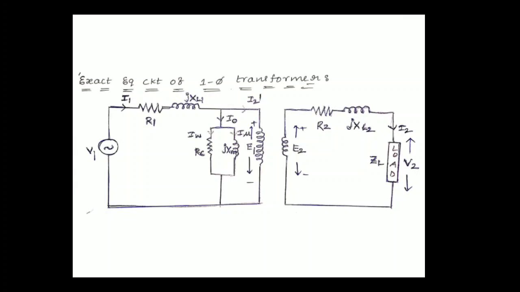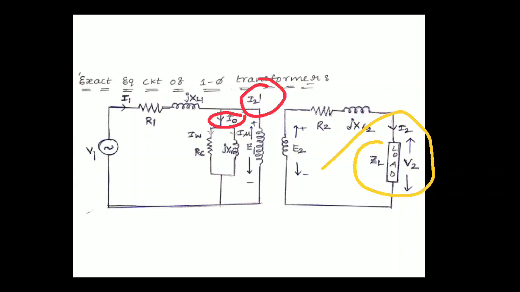And if you observe here, it is the no load current. And this I2 dash is the load component current when referred to the primary side, and I2 is the load current. These parameters are related to the load, that is the load impedance ZL, and V2 is the load voltage, and I2 is the current passing through the load.